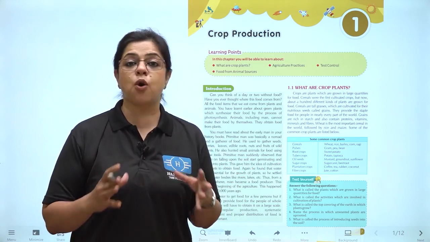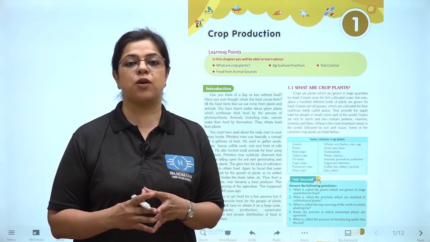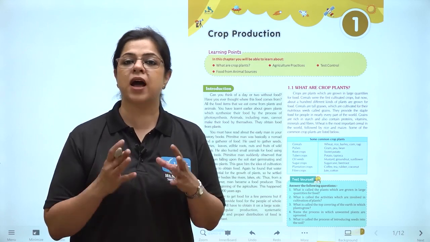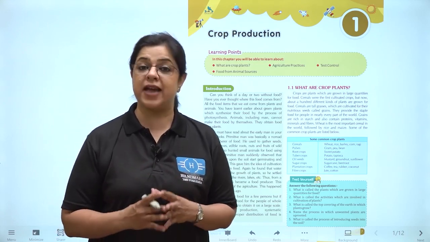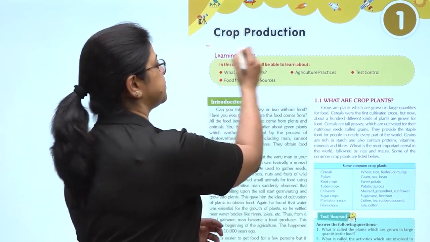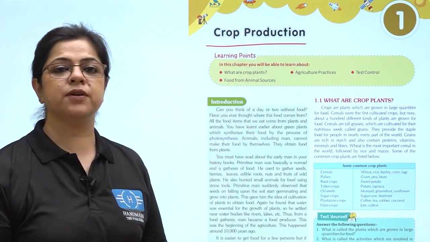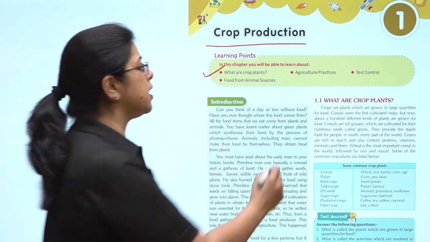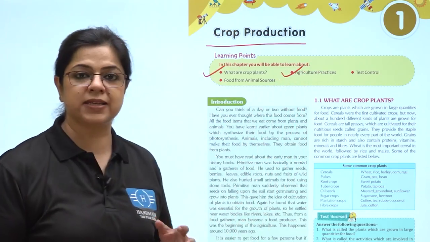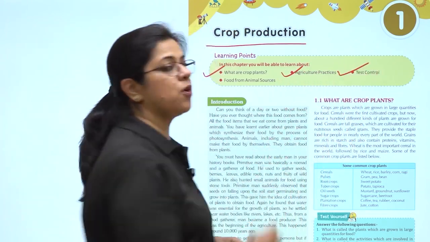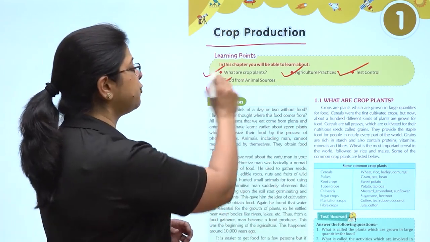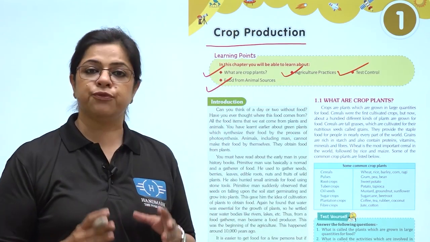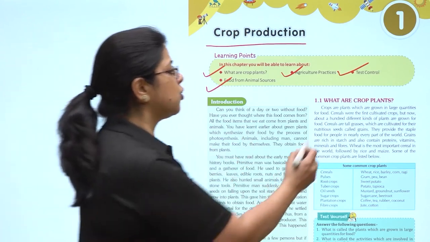This process of organization and deciding what to produce, when to produce, and how to produce comes under the category of crop production. In this chapter, we are going to learn what are crop plants. We are going to learn about the different agricultural practices. We are going to learn about pest control and food from animal sources. So first, let us understand what are crops.